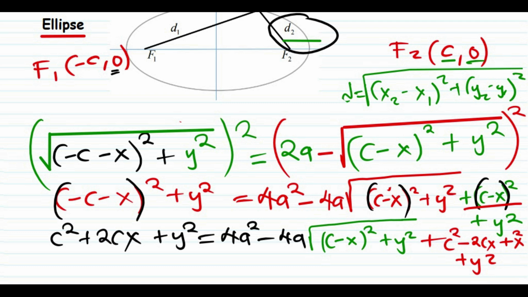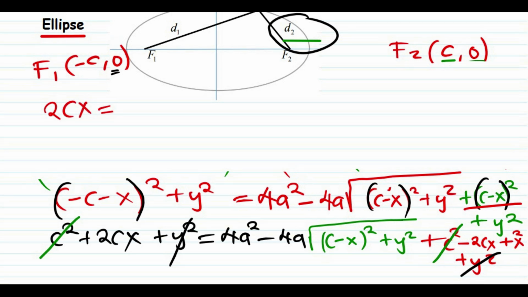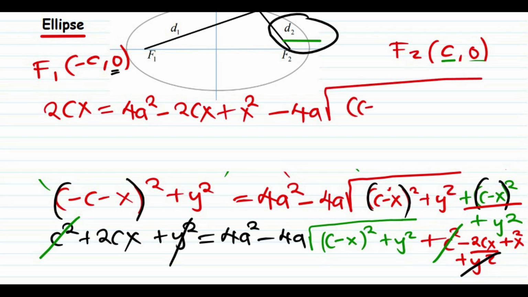Anything on the left and the right that we can subtract, we subtract if they are of the same sign on opposite sides. So c squared and c squared are the same, and if one goes to the other side they subtract. Y squared as well. What's remaining at this point is 2cx equal to 4a squared, minus 2cx, plus x squared, and then the radical, which is minus 4a times the square root of c minus x squared plus y squared.